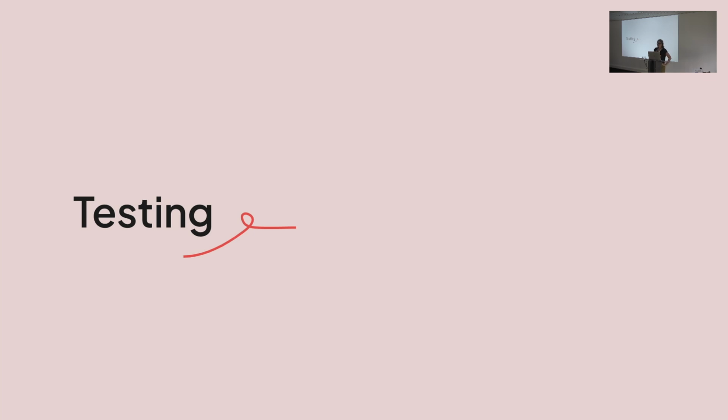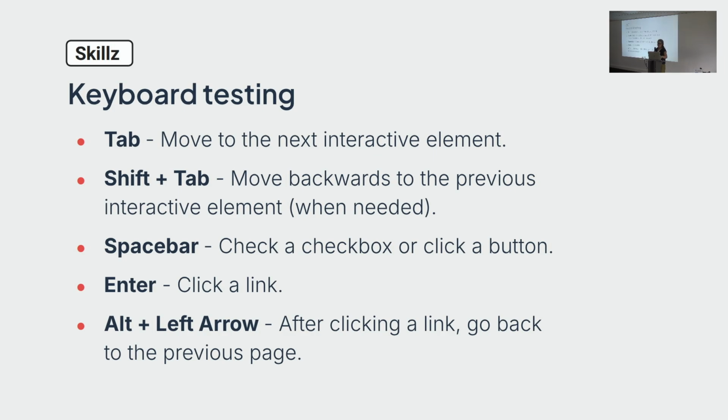And keyboard testing should become second nature, really, when we're building stuff. It's really easy just to check that this thing works. So you go through the page, hit the tab key to move through the interactive elements. You can use shift and tab to move backwards up the page. Spacebar helps you check a checkbox or click a button, and with enter you can click a link.